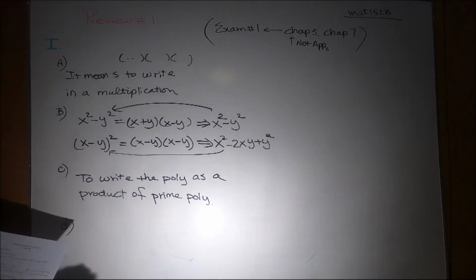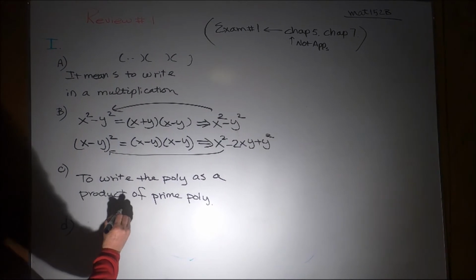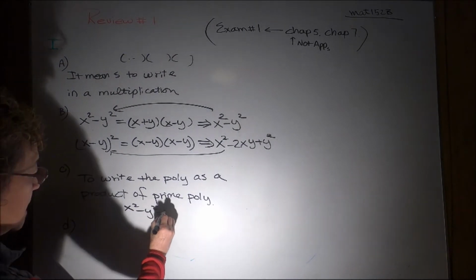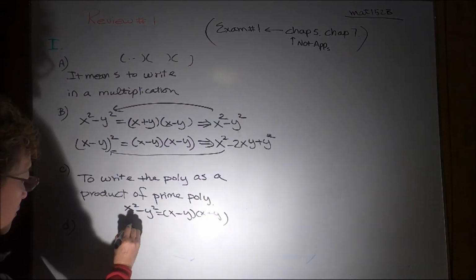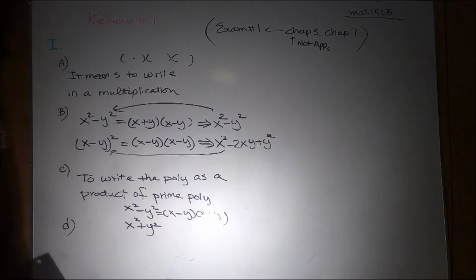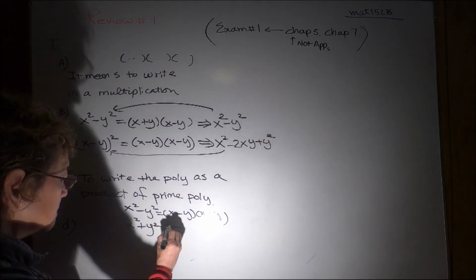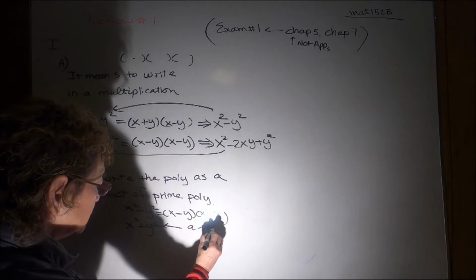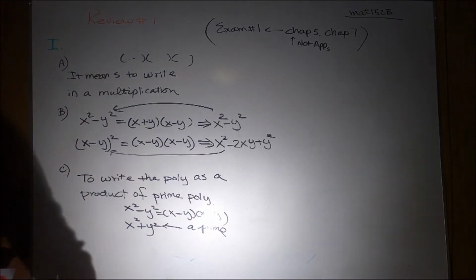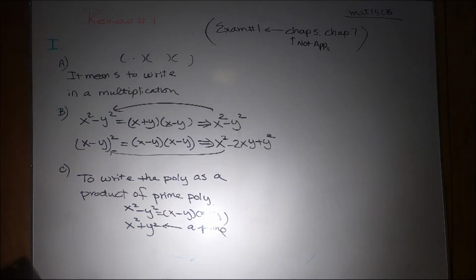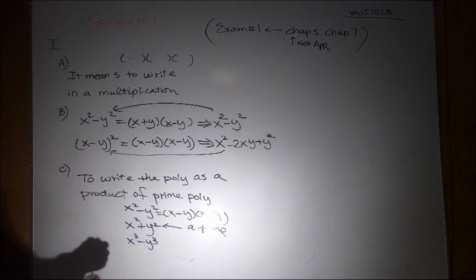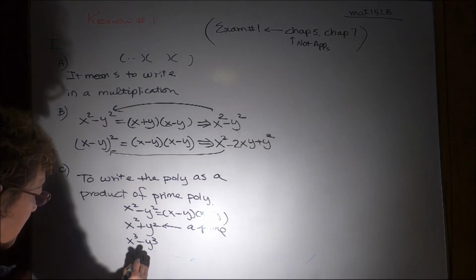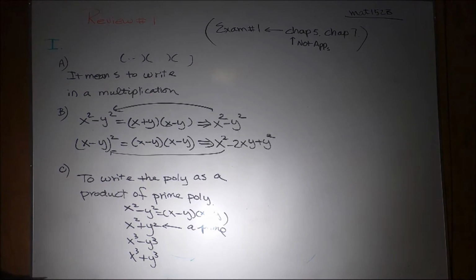Remember, x squared minus y squared, you can break down, right? But if you have x squared plus y squared, the sum of two squares, this is a prime polynomial. We also learned the formulas: x cubed minus y cubed, the difference of two cubes, or the sum of two cubes. We did this.